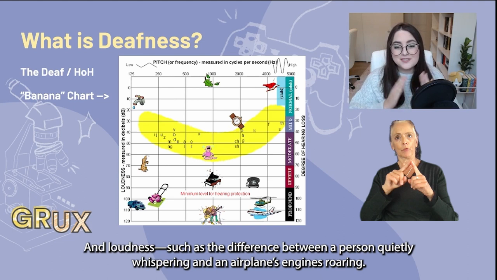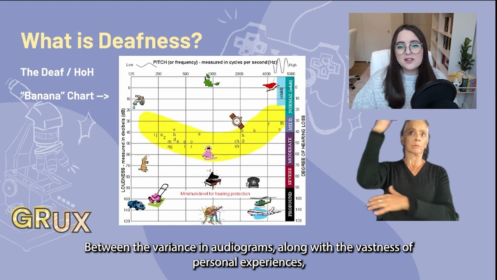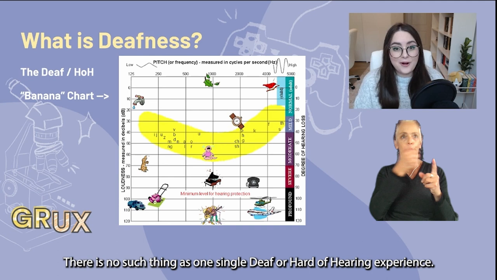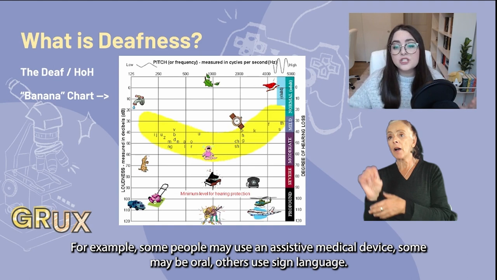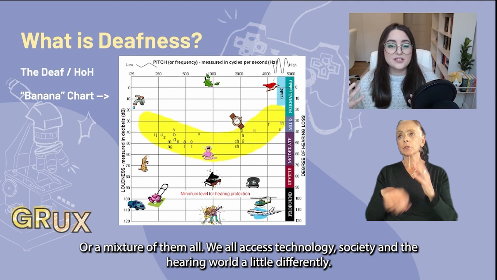Between the variance in audiograms, along with the vastness of personal experiences, there is no such thing as one single deaf and hard of hearing experience. Everyone is going to be a little bit different. For example, some people may use an assistive medical device, some may be oral, others use sign language, or a mixture of them all. We all access technology, society, and the hearing world a little differently.